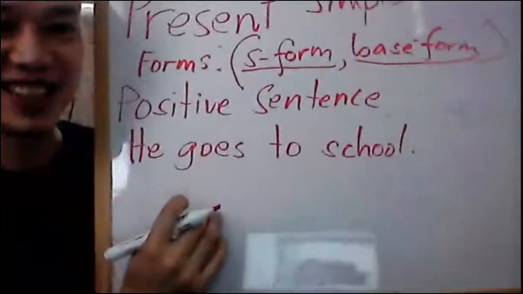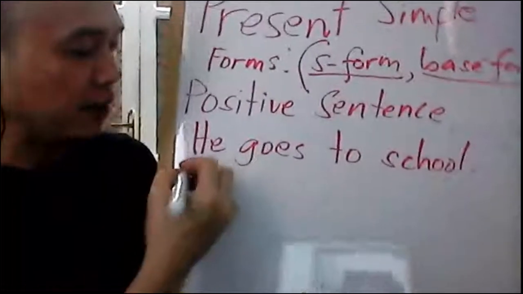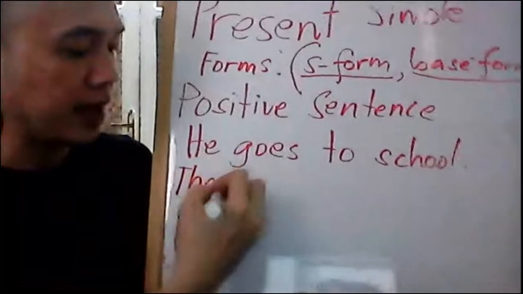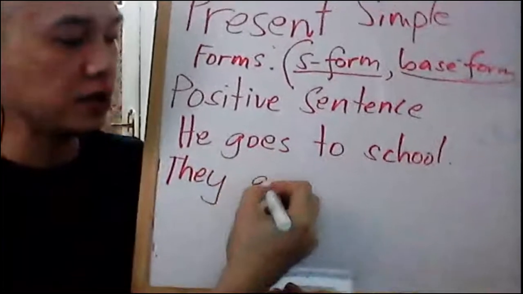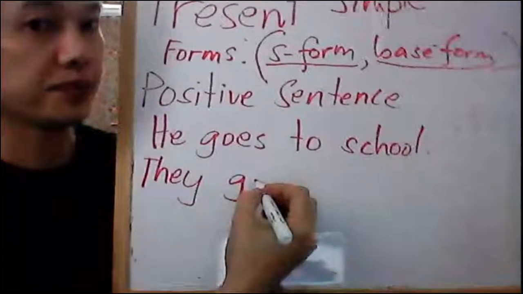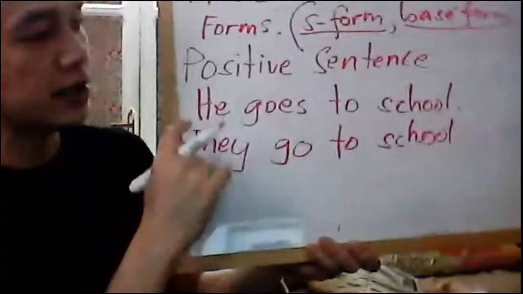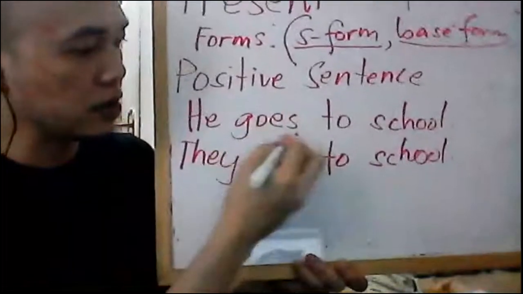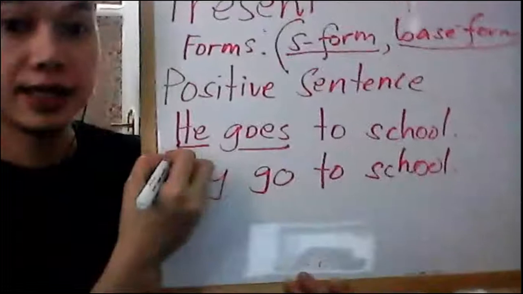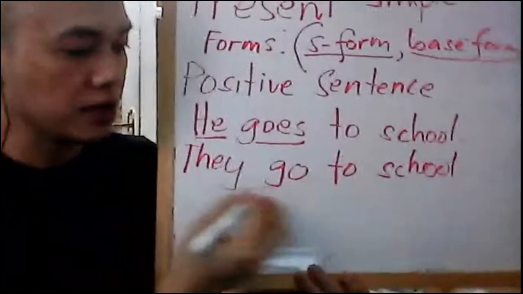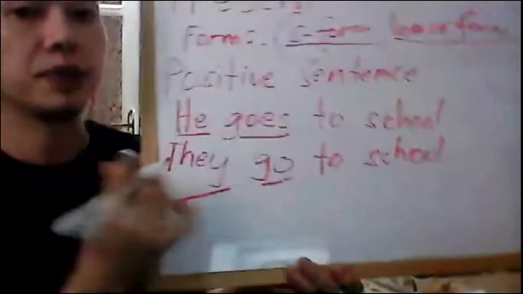It's grammatical, right? Okay. Now, if your subject is plural, they, what happens? Are you going to use go or goes? Go. All right. So, he goes to school, goes because your subject is singular. And then they go to school. You use go because your subject is plural.